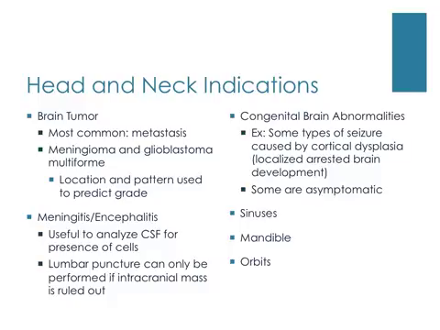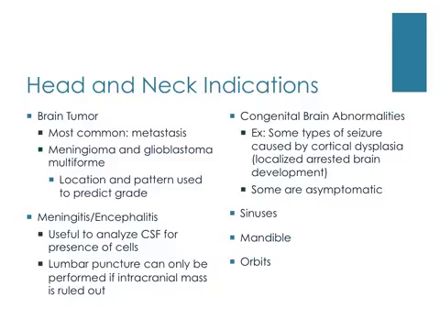The most common brain tumor is a metastasis, so it's a tumor that has started somewhere else in the body and then basically spread to the brain. As far as common examples of primary brain tumors, these would be a meningioma and a glioblastoma multiforme. The head CTs use the location and pattern to predict the grade of these tumors, so how bad they are.